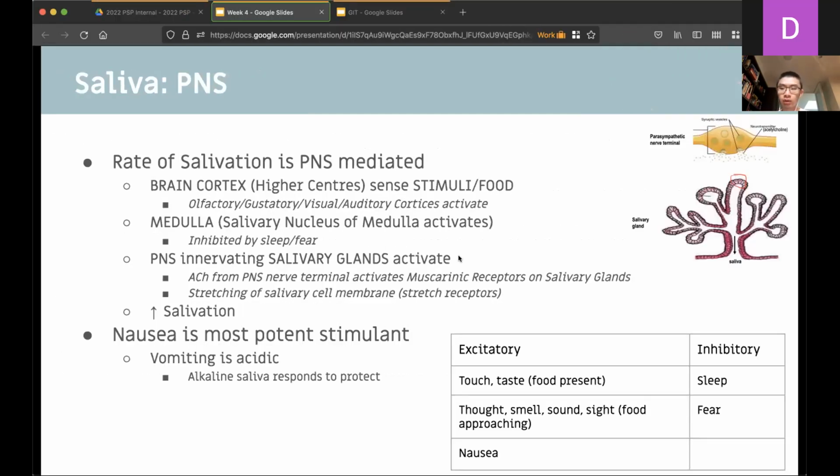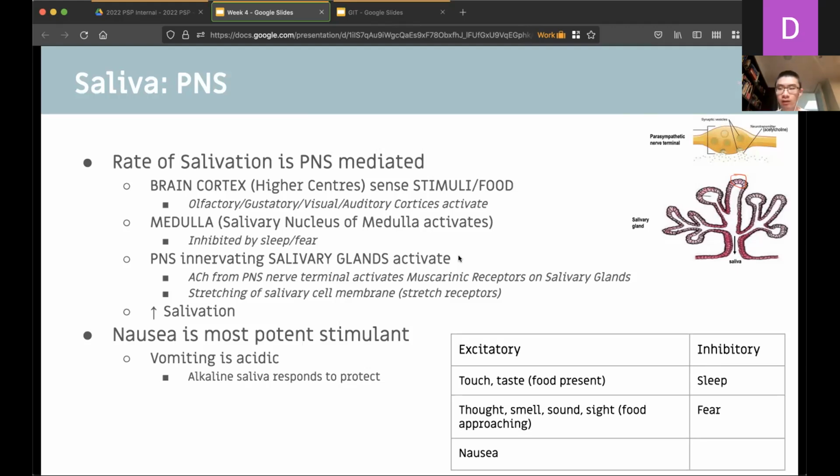Now, saliva is governed by the parasympathetic nervous system. What happens is, first, you've got the higher centres, the brain cortex, which receives stimuli of food. So that's stuff such as the touch and taste of the food being present, as well as even the smell, sight, and even sound, like barbecue sizzling, for example, and thought. All of these trigger your brain to think, oh, there's food coming, so they start to prepare the saliva. As a result, you get the olfactory, gustatory, visual, and auditory cortexes of your brain activating, which sends signals down to your medulla. That's the brain stem.